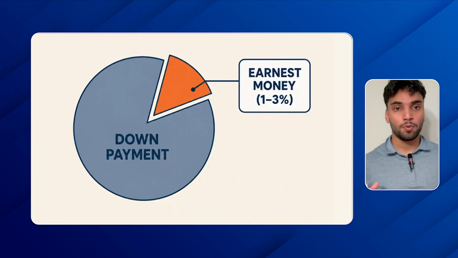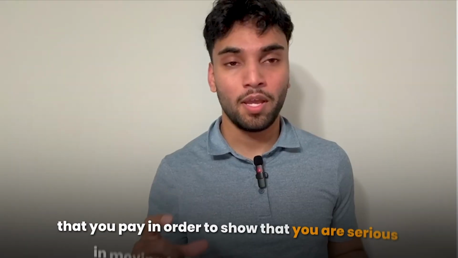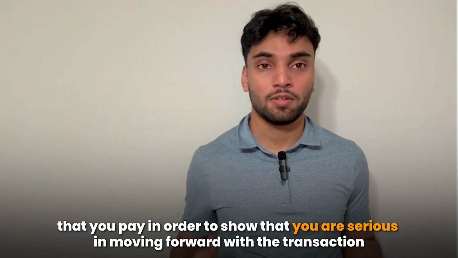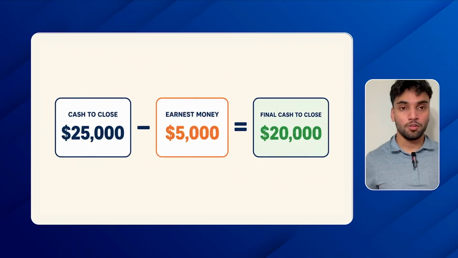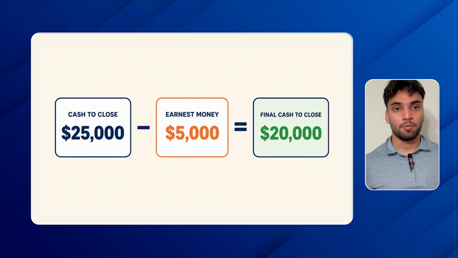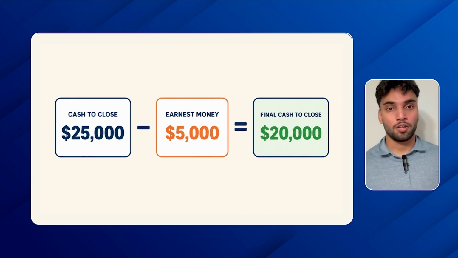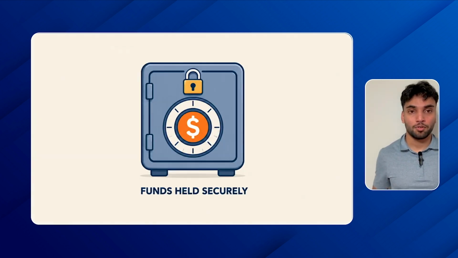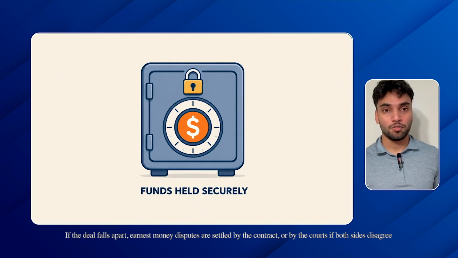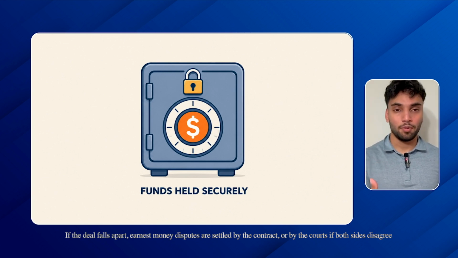When you go to buy a home, you will leave an earnest money deposit before closing. This is a small percentage of your down payment that you pay in order to show that you are serious in moving forward with the transaction. When you close, this money gets applied towards your down payment and reduces your total cash to close. This money is held in an escrow account, so that when you actually do go to close, the money can be applied to your down payment.